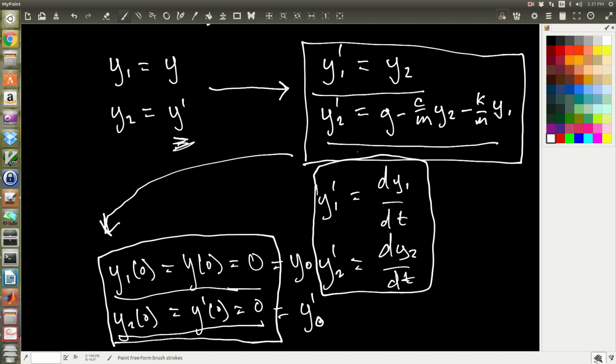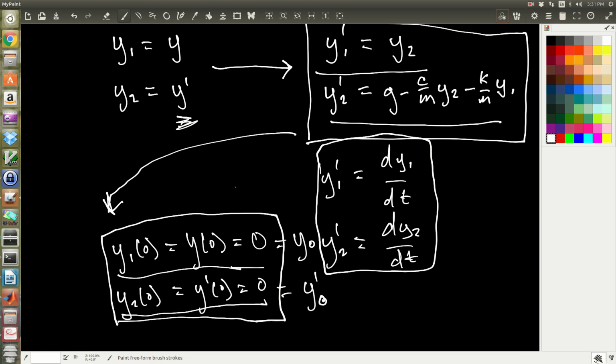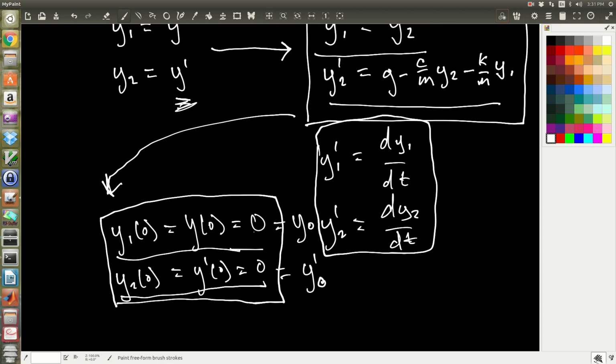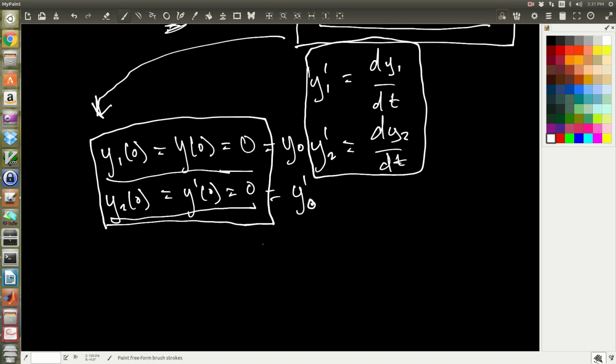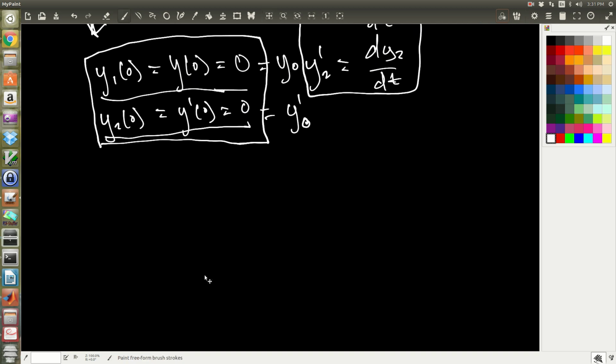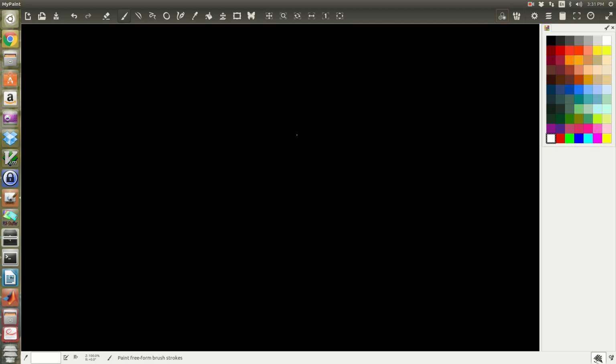Alright, so now I could take this and solve these simultaneously using a method like any of the Runge-Kutta methods. I'm going to show you how to do that in another video, but I want to make sure that this idea of transforming an ODE to a system of first order ODEs is clear. So I'm going to do a couple more examples.